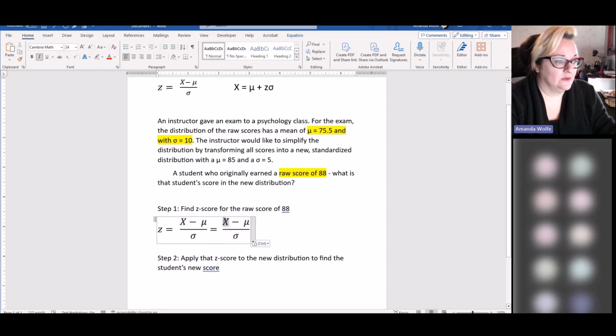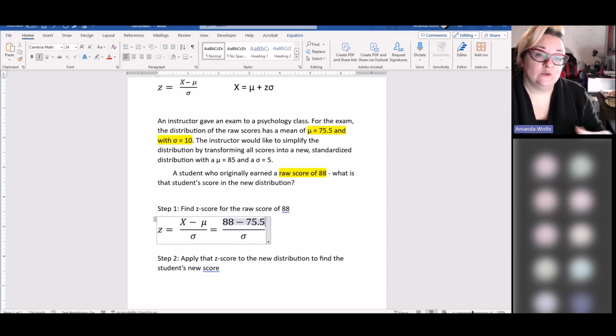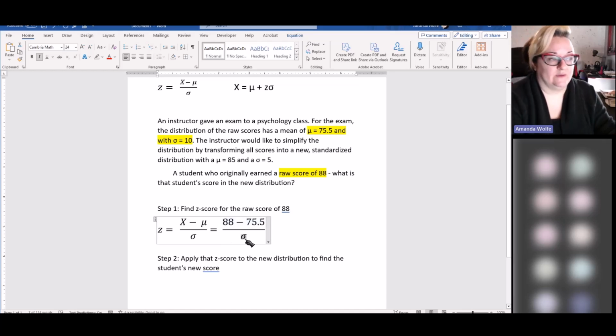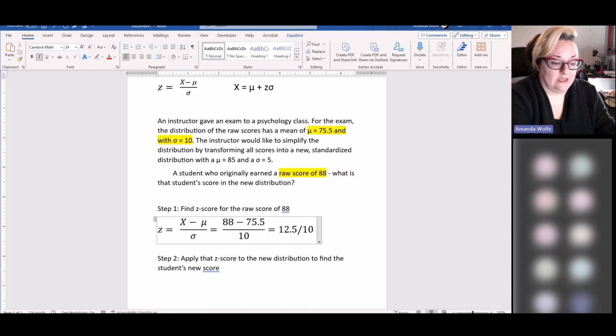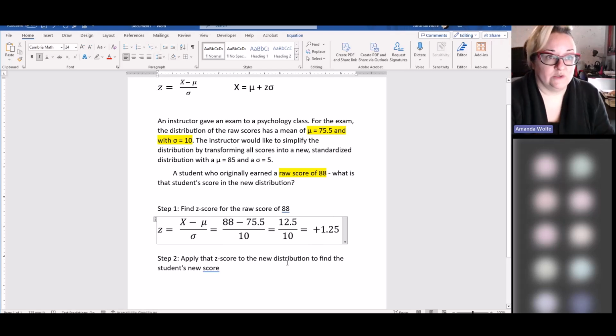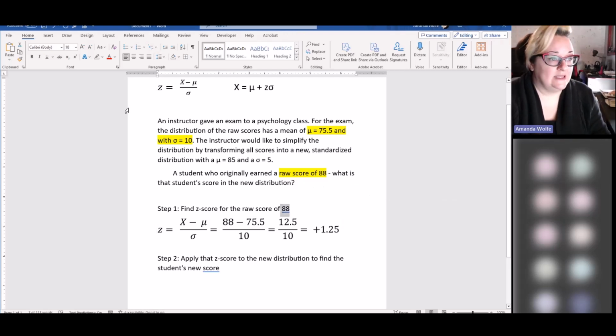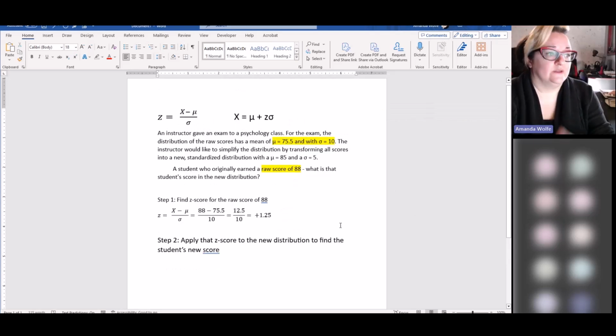So again, our raw score is 88. Our average is that 75.5 because we're finding what the Z score is for that old distribution, and then we're dividing by 10, okay? First step is I have to resolve the stuff that's on the top. So 88 minus 75.5, right? That's 12.5 divided by, again, 10 is our standard deviation. It's positive 1.25. The way we know it's positive is that 88 is greater than 75. So that's our Z score.